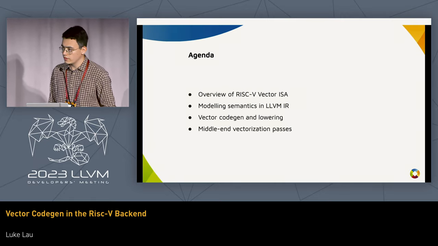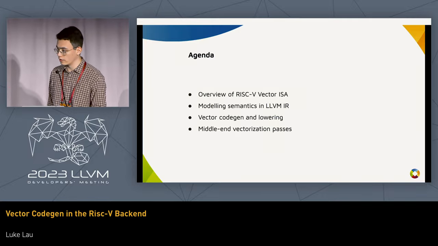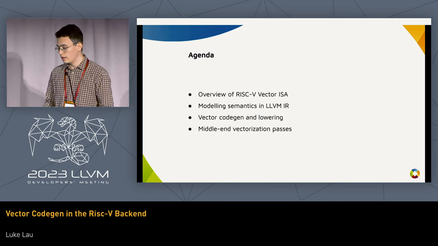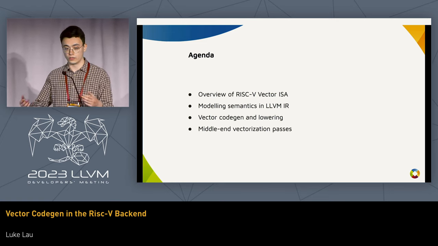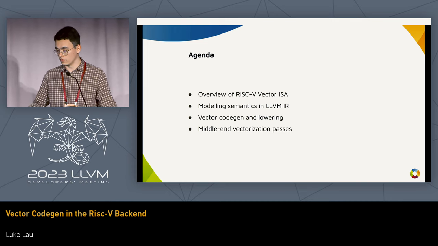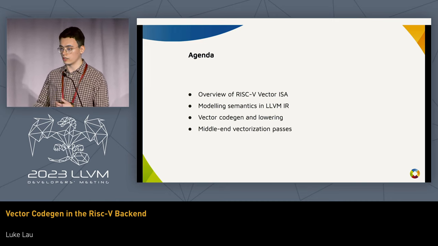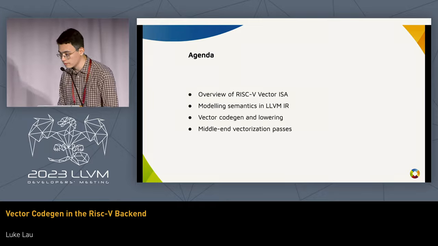The RISC-V vector extension is pretty unique in comparison to other vector ISAs. So I'll start off by giving a brief kind of whirlwind tour of some of its features. We'll then take a look at how we can represent some of those semantics in LLVM IR. We'll also take a look at how we actually generate the code for it. That's like the name of the talk, so it'd be remiss not to mention that. And then, of course, it'd be fun to talk about some of the cool things that we can do in the middle-end optimization passes that take advantage of some of the features of this ISA.